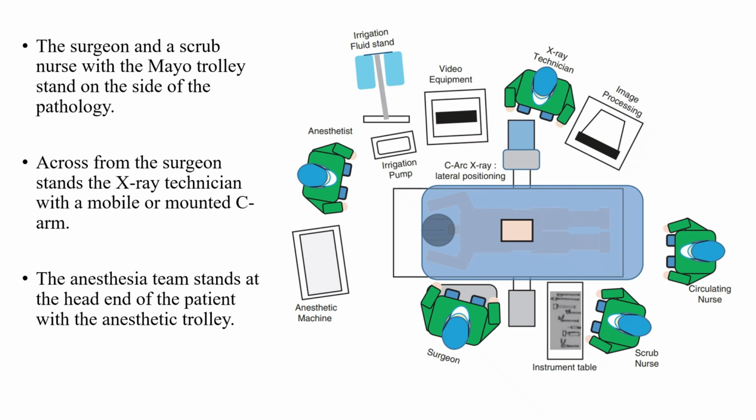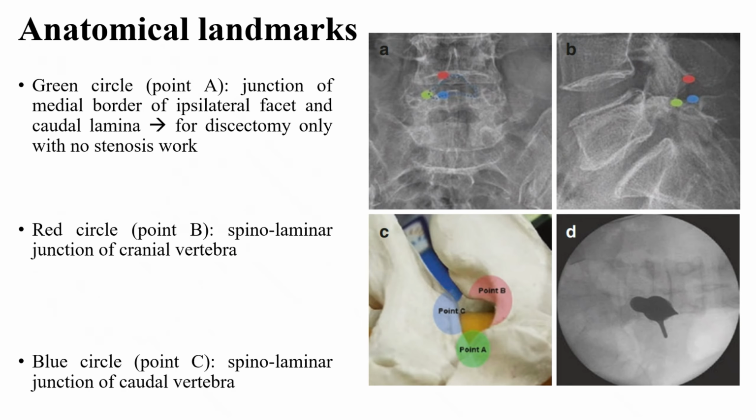So typically the OR setup remains like this. The surgeon stands on the side of the pathology. If the pathology is on the left side, the surgeon stands on the left side. If the pathology is on the right side, the surgeon stands on the right side. In front of the surgeon lies the X-ray technician or C-arm technician and the image processor, along with the fluid irrigation system and the pump. On the side of the surgeon, usually the scrub nurse with the instrument trolley is there. Cranially, the anesthetist stays, and caudally, all your RF machine and motorized instrument console remain. So this is a typical OR setup that you can appreciate.